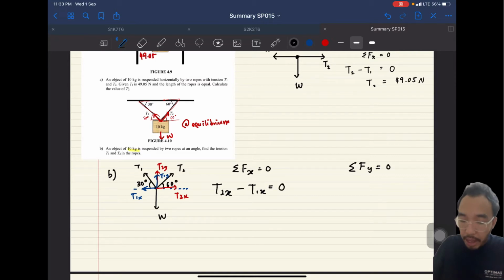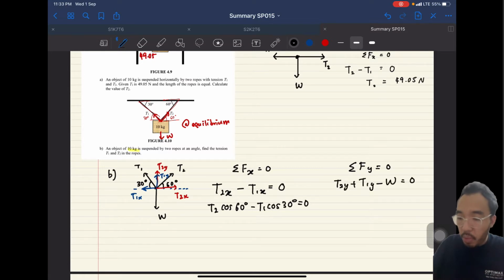Okay, T2x is basically your T2 cos 60 degrees minus T1 cos 30 degrees equals 0. Okay, before we calculate, maybe you can try to do the Fy as well. So this one will be T2y plus T1y minus weight equals 0. Why is the weight minus? Because the weight is pointing downwards.